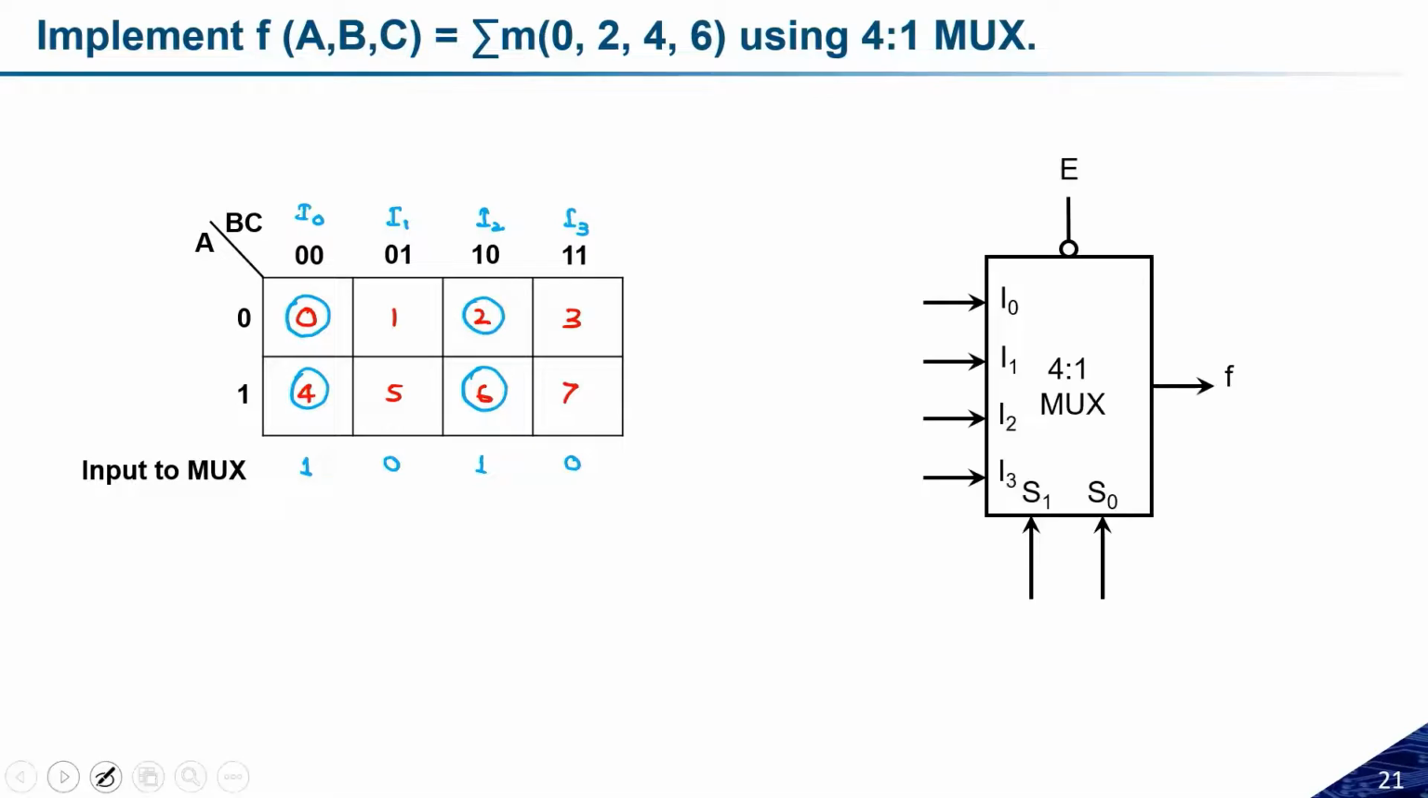And if you have the multiplexer, how can you connect it? The simple connection could be like this: I0 and I2 will be connected to logic 1. So this one and this one will be connected to logic 1, and I1 and I3 will be connected to logic 0. And here I will have B and C, and enable will be connected to the ground. This is a simple circuit for this particular example.